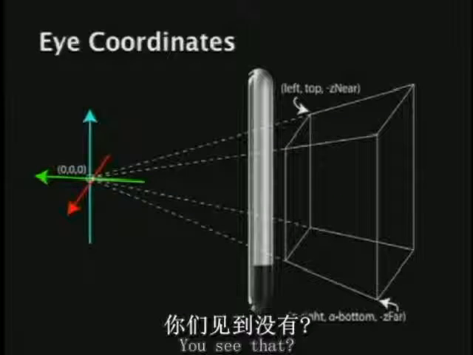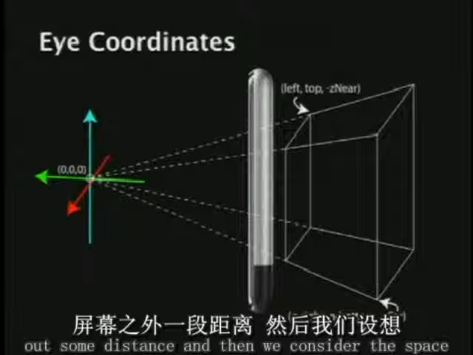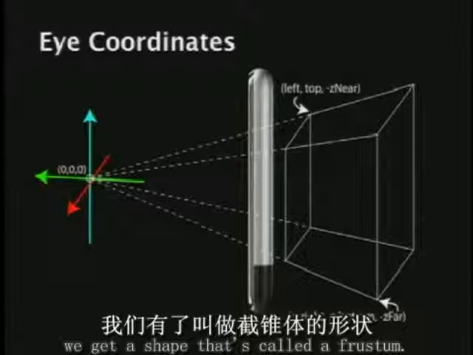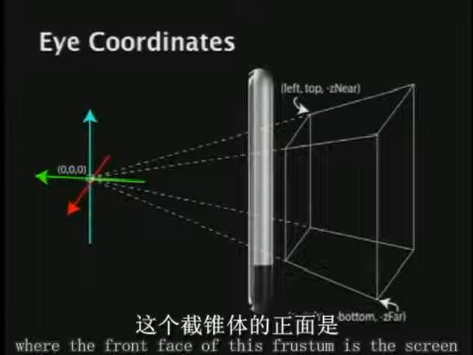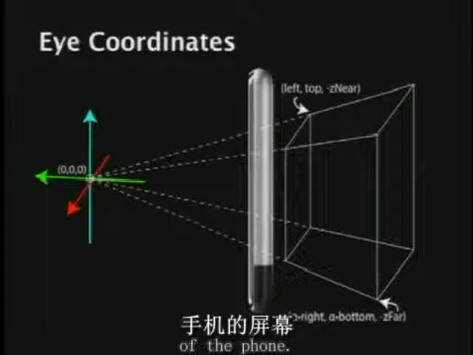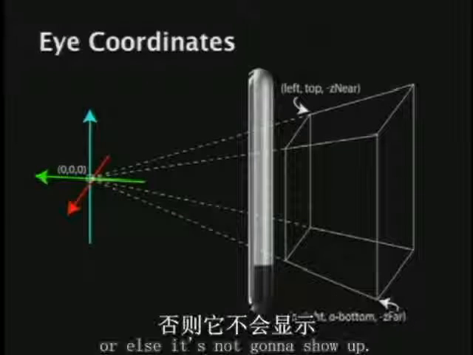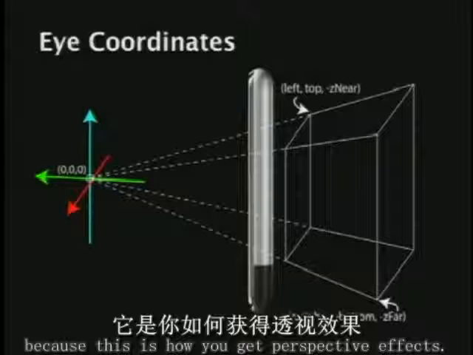You see that? OK. So if we extend this pyramid through the screen out some distance, and then we consider the space between the screen and the back of this pyramid thing, we get a shape that's called a frustum. Okay, so this is this pyramid truncated thing where the front face of this frustum is the screen of the phone. So everything in the world has to be within this frustum, or else it's not going to show up. Okay?